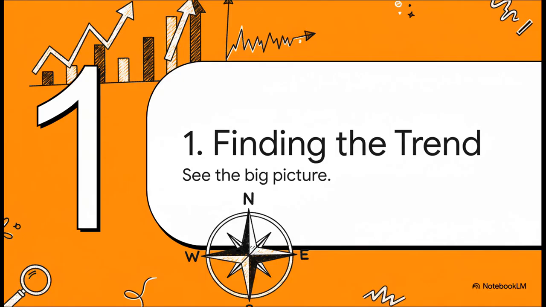Okay, first up in our brand new toolkit, finding the trend. This is basically our compass. Before we do anything else, we have to know which way the wind is blowing. Is the market generally heading up, down, or just kind of going sideways?